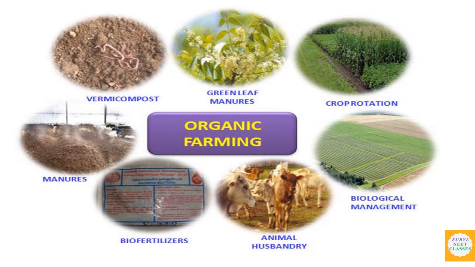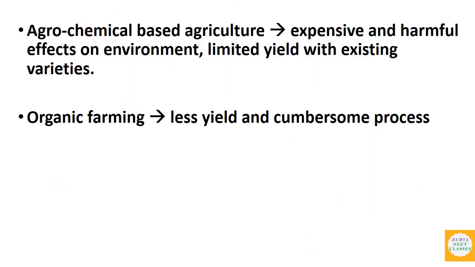Because the population is ever expanding, the products coming from organic farming won't feed the mouths of this expanding population. So that's why what we are going to do, we are going to look towards genetically modified crops.